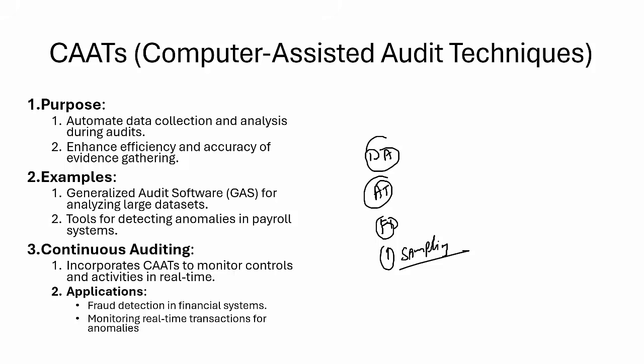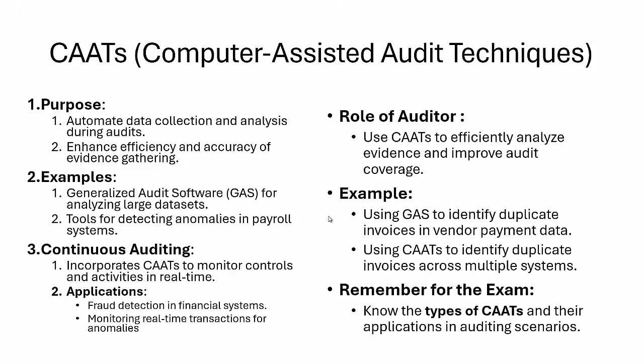From the exam point of view, remember CAT automates the audit process and reduces the manual effort. The biggest reason for going for CAT is to automate the audit process and reduce the manual effort. They are used for fraud detection, data analysis, and continuous auditing. If you want to incorporate CAT, we can incorporate it to monitor the controls and applications in real time. By using a CAT, we can efficiently analyze the evidence, which can improve the audit coverage. That's why, for example, we use GAS, Generalized Audit Software, to identify duplicate invoices across multiple systems.